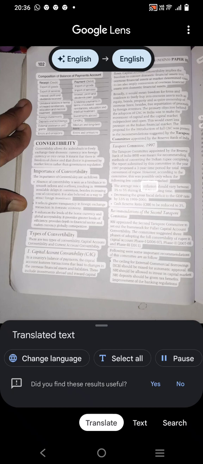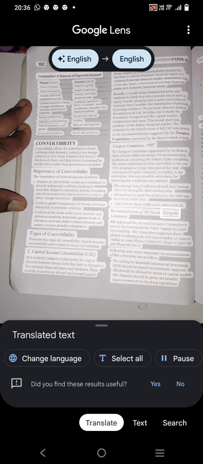The average rate of inflation should vary between 3% to 5% during the debt serving time. Decreasing the gross fiscal deficit to GDP ratio to 3.5% in 1999-2000. Cash reserve ratio, CRR, to be reduced to 3%.